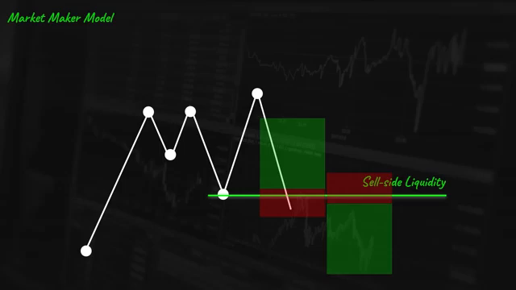The animated movement aimed at grabbing this liquidity is called the sell-side delivery. The algorithmic price delivery engages the liquidity by trapping traders on both sides, and then the smart money goes long to engage the buy-side liquidity.